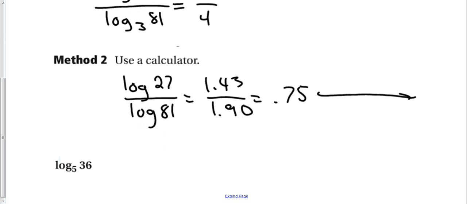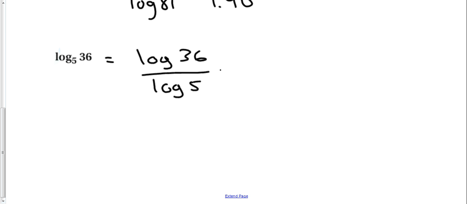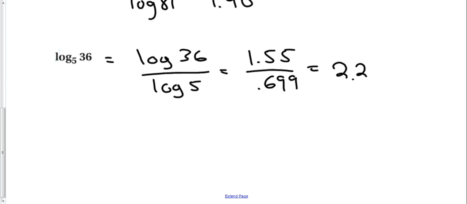Right? So let's try it with this one. Well, unfortunately, looking at this problem, I don't see a common base with either one of these, so I'm going to have to use my calculator. Assuming that I don't have a calculator with an open log button, I can change this to the log of 36 over the log of 5. So the log of 36 is going to equal 1.55 over the log of 5 is going to be 0.699. So 1.55 divided by that can equal about 2.22.